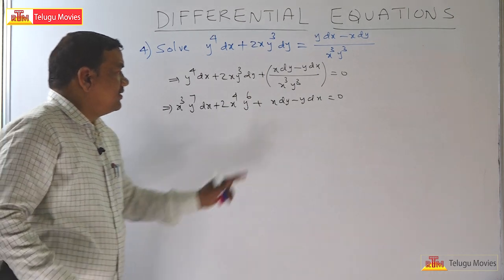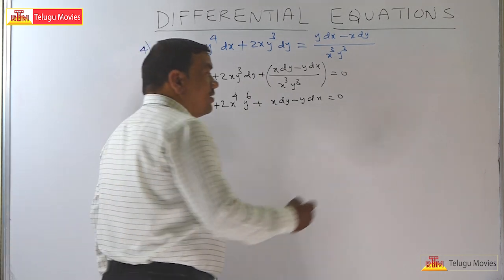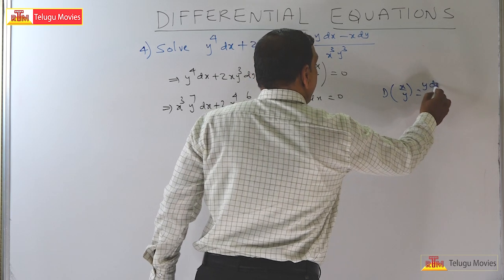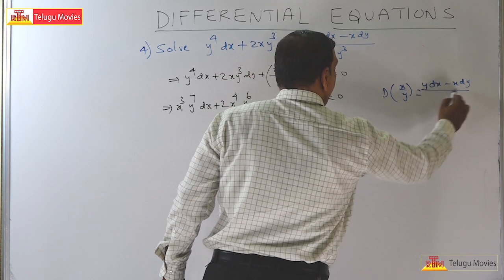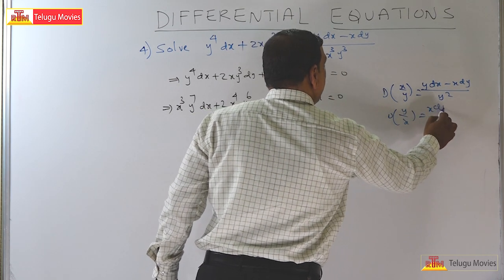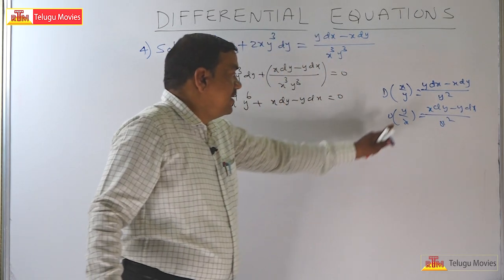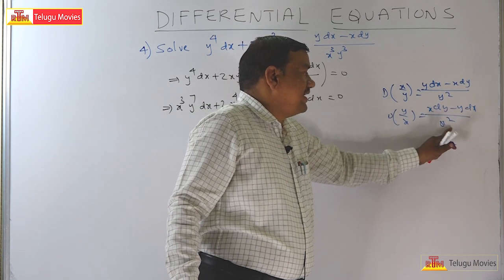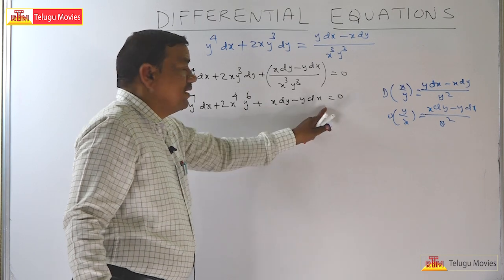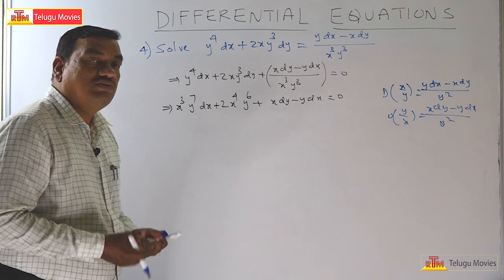If you observe here, x dy minus y dx is there, no? We know the formula. So, derivative of x by y is equal to how much? y dx minus x dy upon y square. The derivative of y by x is equal to x dy minus y dx by x square. So, if you observe here, x dy minus y dx by x square should be there. Is x square there? Not there. That is why, what will you do?